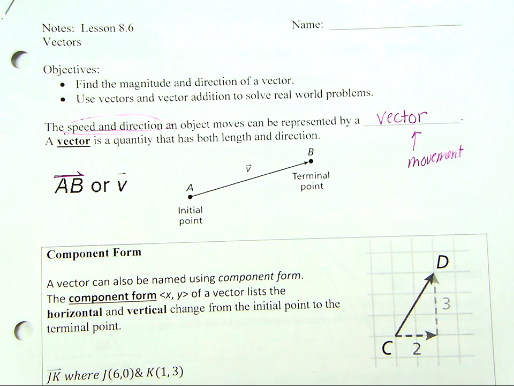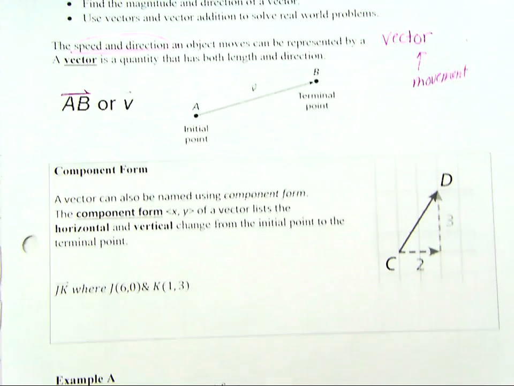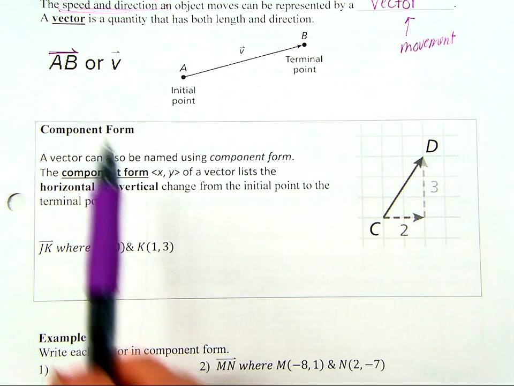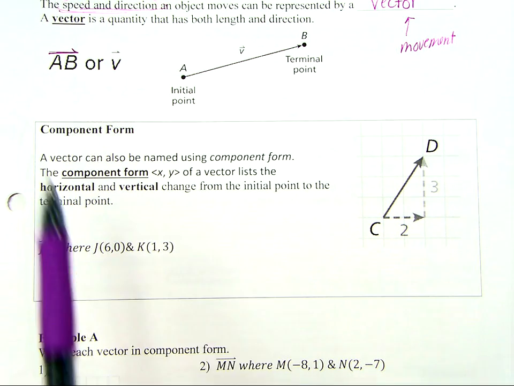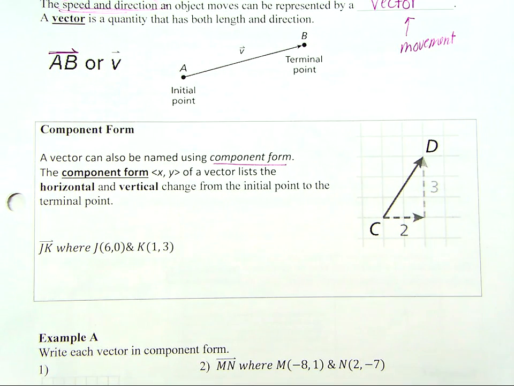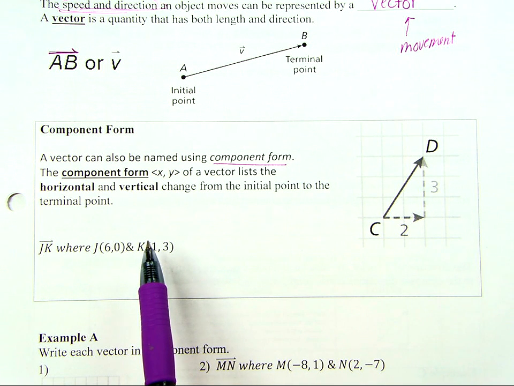We're going to just cover some of the basics first before we look at solving some problems. So the first thing we're going to talk about is the fact that your vector can be named in different ways. It can be named with letters, like we see here, vector AB. It can also be named using component form. And component form of a vector lists the horizontal and vertical change from the initial point to the terminal point.